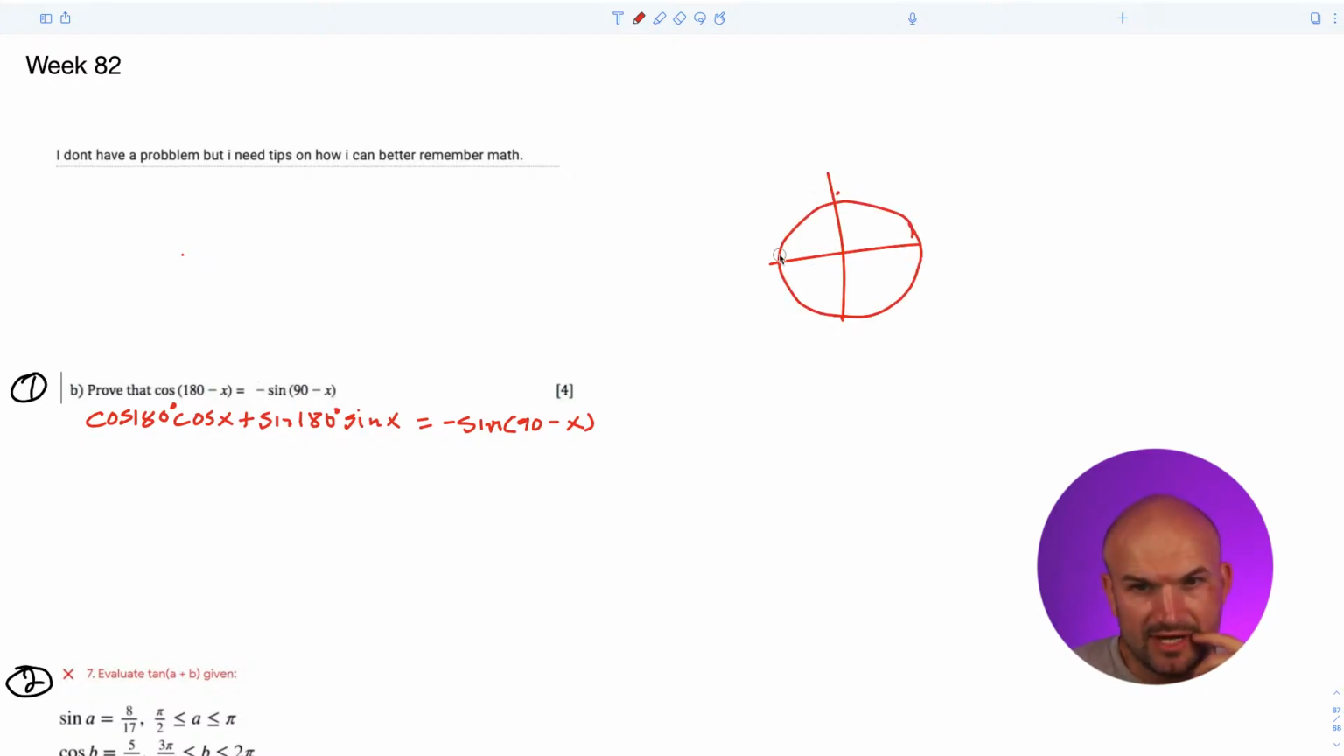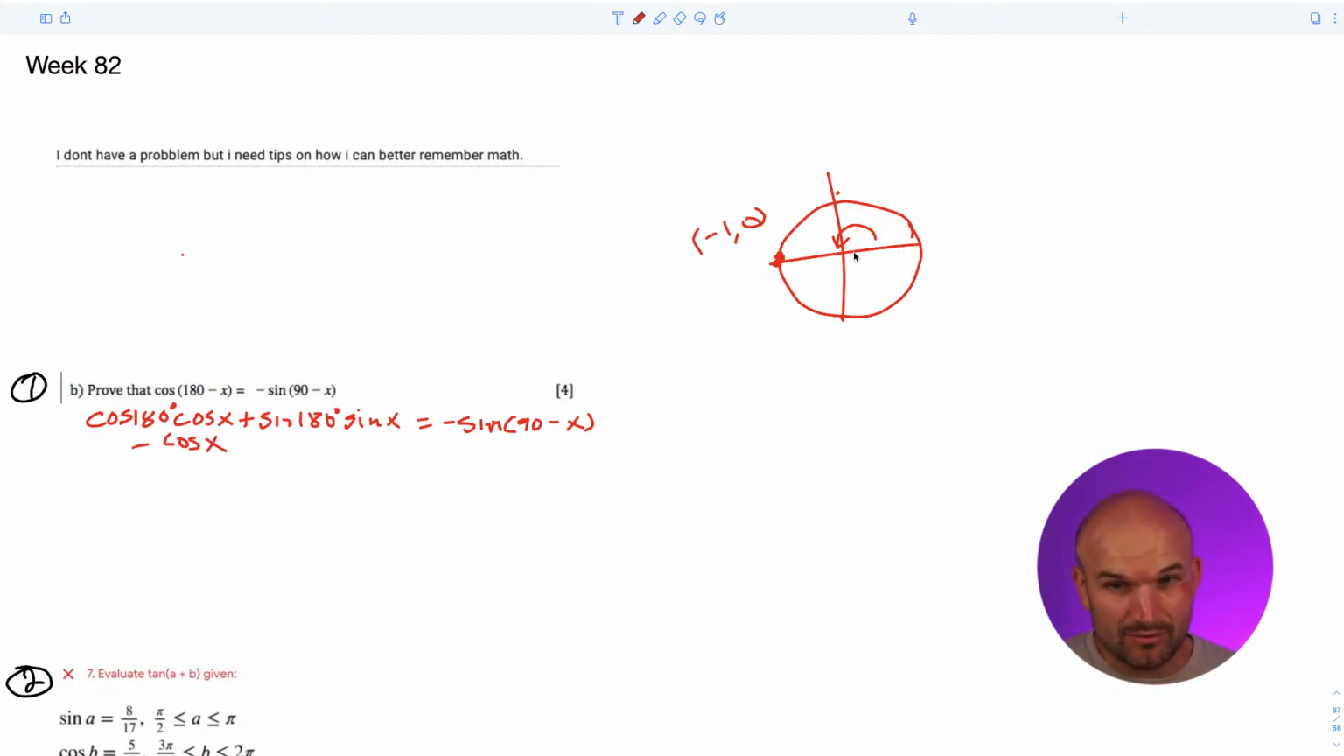Okay, so I have a cosine of 180 degrees, okay? And that is actually going to be a, let's see, that's negative 1, 0. Okay, so that's 180 degrees right there, right? All right. So therefore, that's going to be a negative, and just cosine of x can't evaluate that, so it's going to be a negative cosine of x.